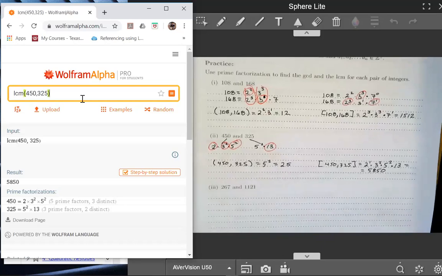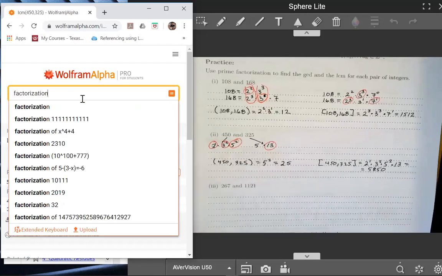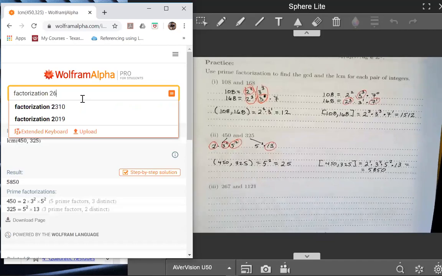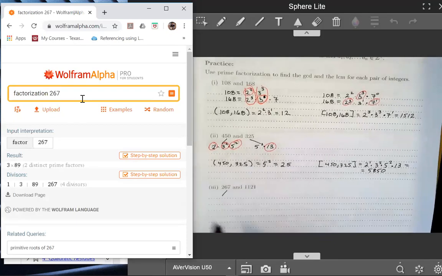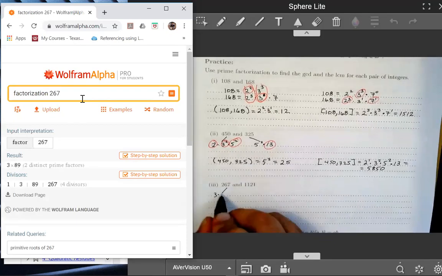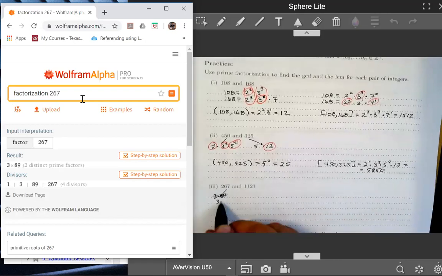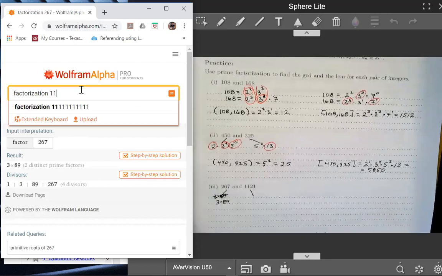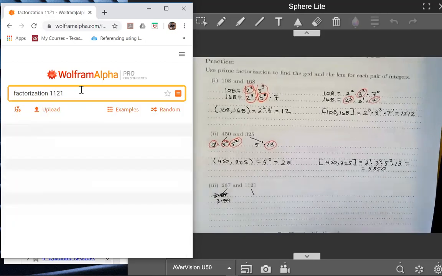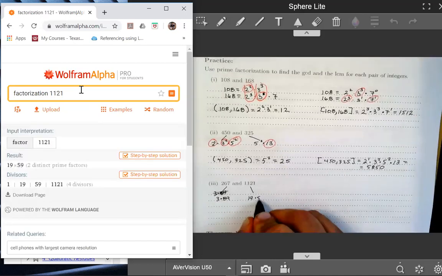All right, so I'm going to come over, use my computer to find the factorization of 267. And we find that the factorization of 267 is 3 times 89. That's not easy to read, so we'll rewrite that as 3 times 89. And for 1121, we can come over here, 1121. And that is 19 times 59.